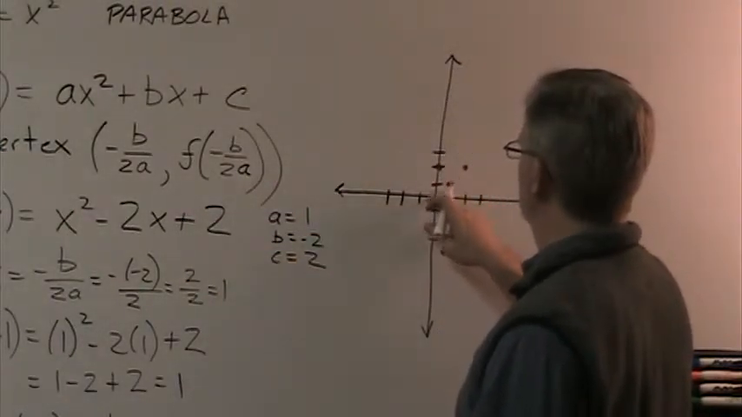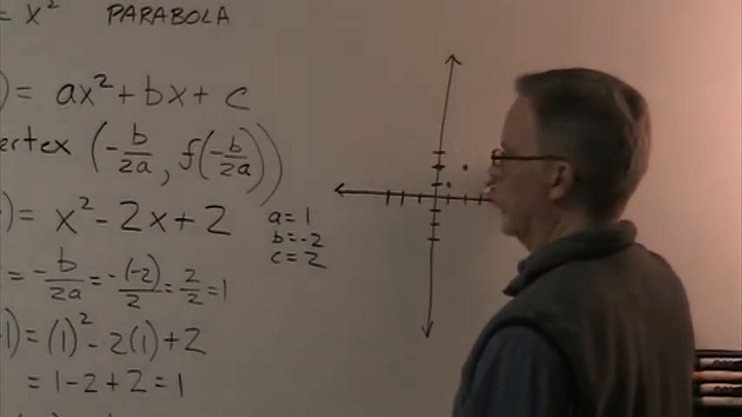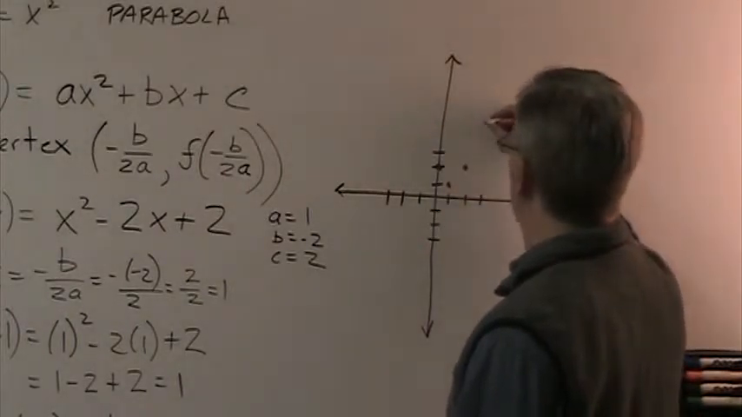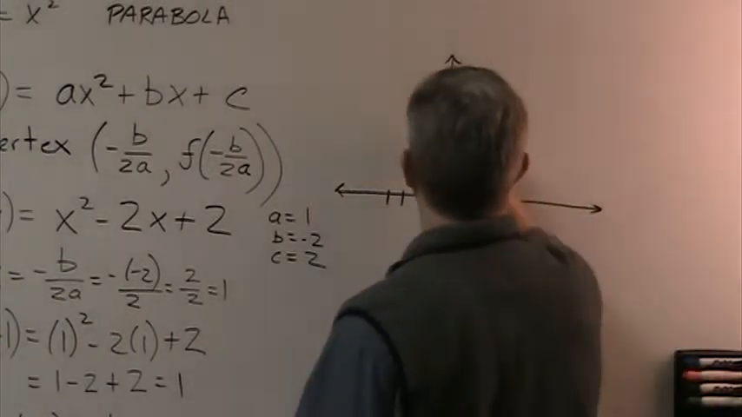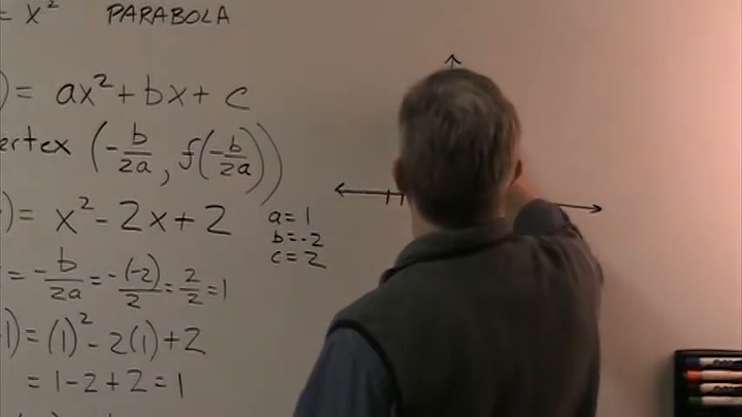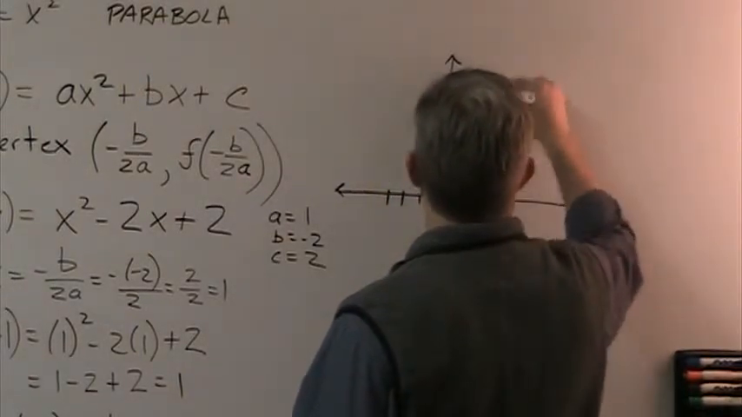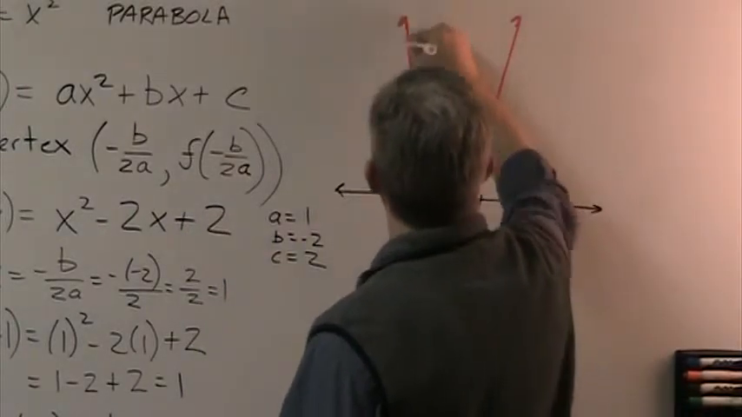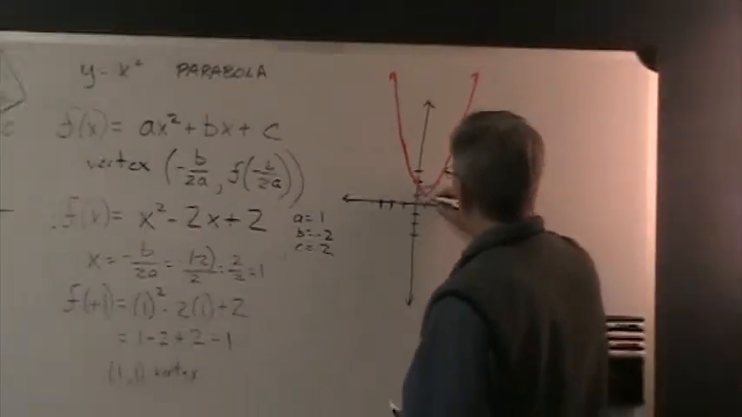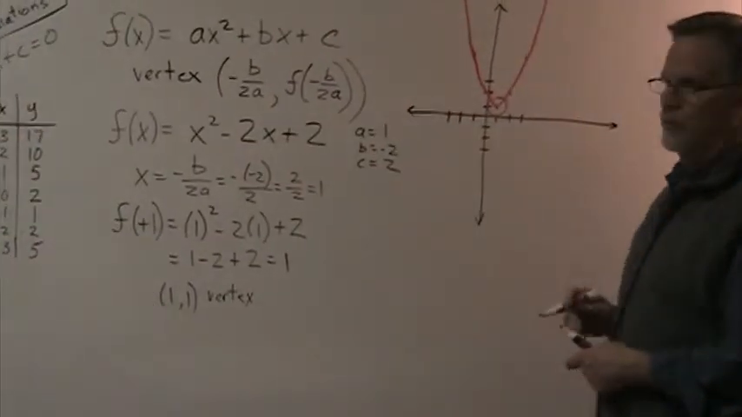At x equals 0, y is 2. At x equals 1, y is 1. At x equals 2, y is 2, and then x equals 3, y is 5. And then we know at negative 1, y is 5 over here. Okay, and that's enough right there. So you can see our parabola looks just like that. And here is the vertex. We said the vertex was 1, 1. And look, lo and behold, it is 1, 1.